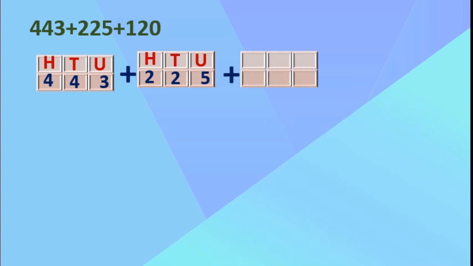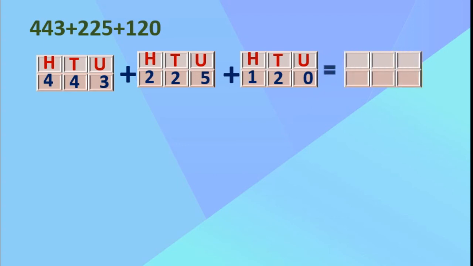plus one more table I need because 3 numbers are there. I will write here 120. Okay. Now I will write the answer. First, we will make the table. We will write the places. Okay, we will start now.